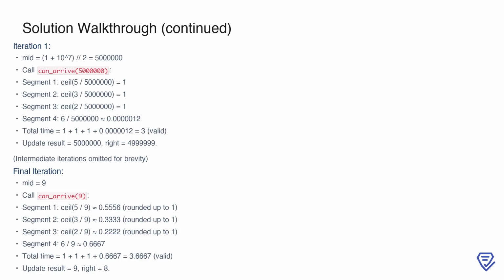After several intermediate iterations, which are skipped for brevity, we arrive at the final iteration where the speed is reduced to 9. At this speed, the times for the segments are rounded up to 1 hour each for the first 3 segments, and approximately 0.6667 hours for the last segment. Adding these gives a total travel time of 3.6667 hours, which is valid. We update the result to 9 and reduce the right bound to 8.